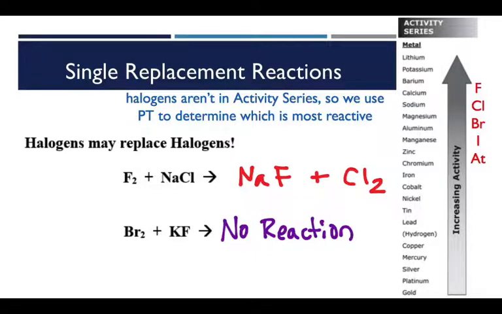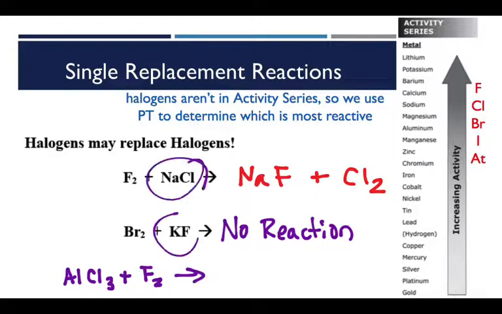Now, this is the example that I wanted to show you, just so that it's not all super duper simple looking formulas. They can be simple, but we can also have something like aluminum chloride and fluorine mixing together. We're still going to compare and find, okay, this is fluorine, it's a halogen, it's going to try and replace the chlorine, and it is going to succeed at replacing that chlorine because fluorine is higher up.